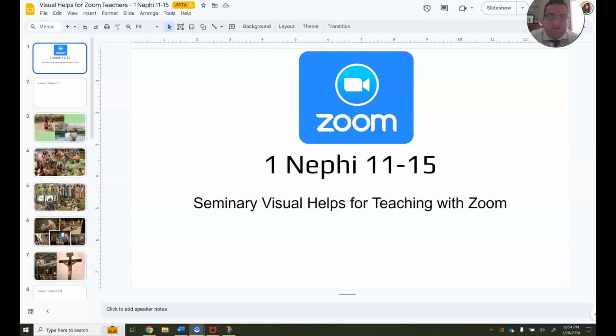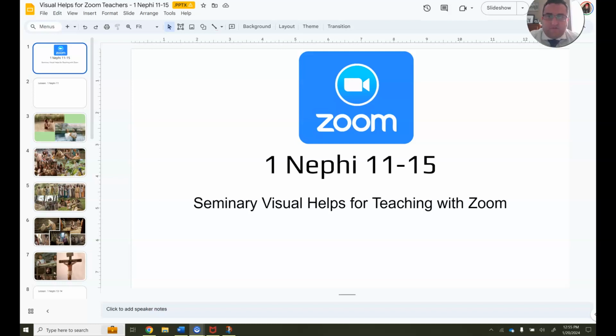This week we have some helps for 1 Nephi 11 through 15. This week I want to focus on some visual helps for teaching with Zoom. Often our learners are so visual and we have an opportunity. We never want to use PowerPoint too much or slides too much in a Zoom class, but if they're purposeful and for the right reason, a few slides can really be helpful.